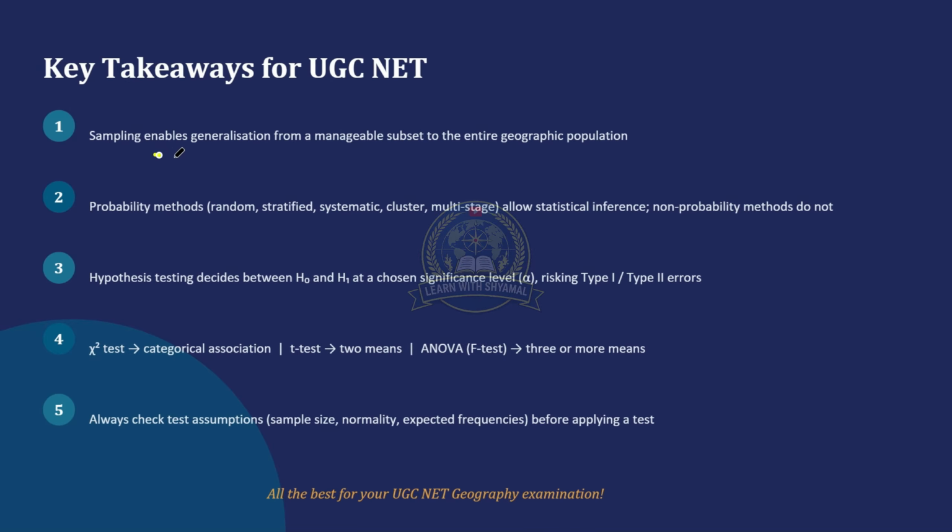Okay, sampling enables generalization from a manageable subset to the entire geographic population. Probability methods like random, stratified, systematic, cluster, and multi-stage allow statistical inference. Non-probability methods do not. Hypothesis testing decides between the null hypothesis and alternative hypothesis at a chosen significance level, risking type 1 and type 2 errors. Chi-square test for categorical association, t-test for 2 means, and ANOVA F-test for 3 or more means. Always check test assumptions, sample size, normality, and expected frequencies before applying a test.